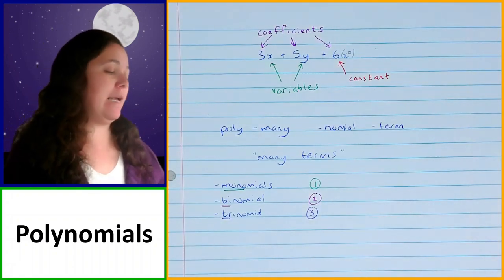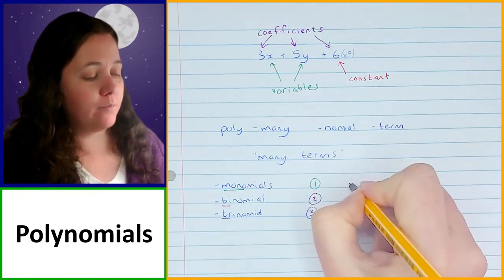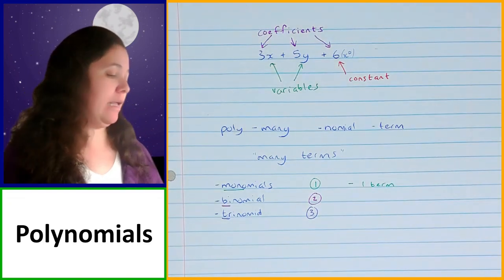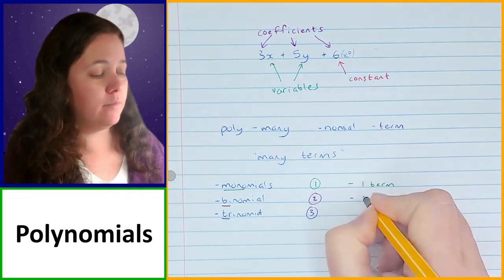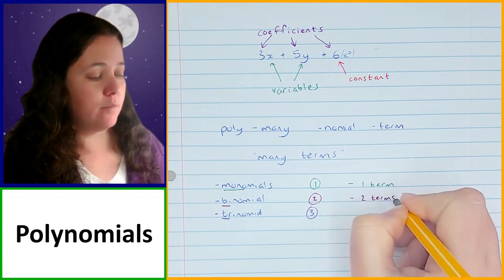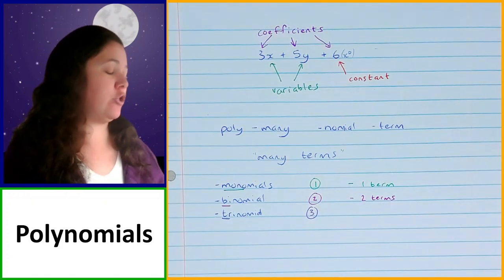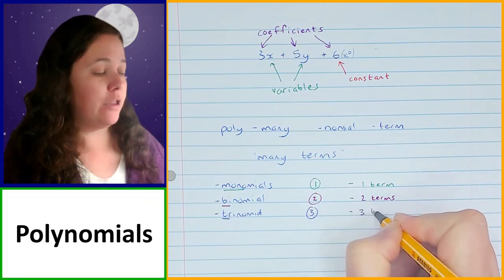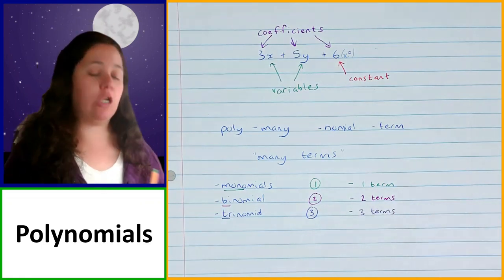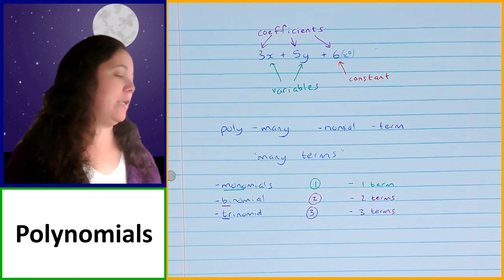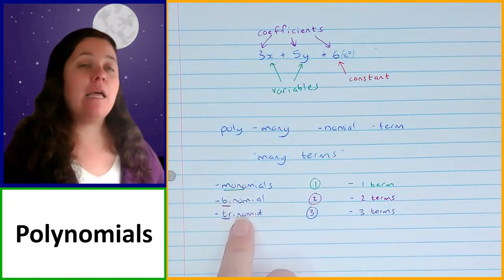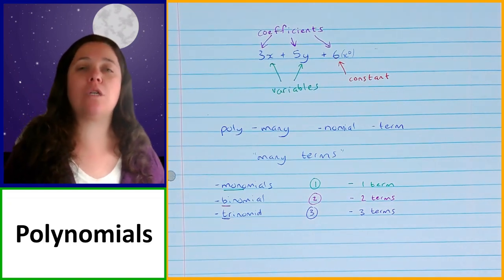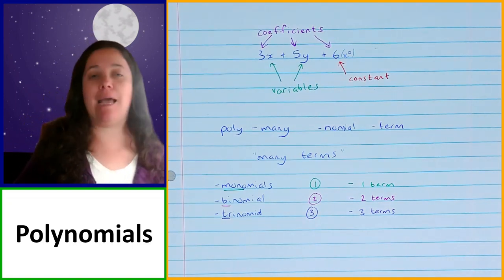So a monomial has one term. A binomial has two terms. And a trinomial has three terms. And these are all polynomials that we're going to be dealing with quite a lot in the future. Okay, then in order for something to be a polynomial, let's just talk about what a polynomial can actually have.